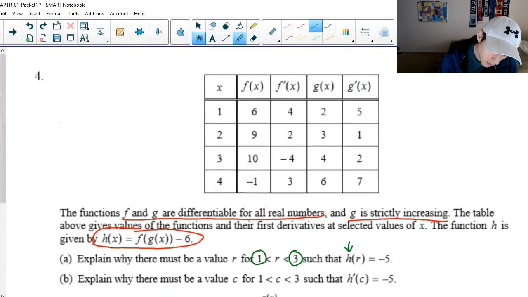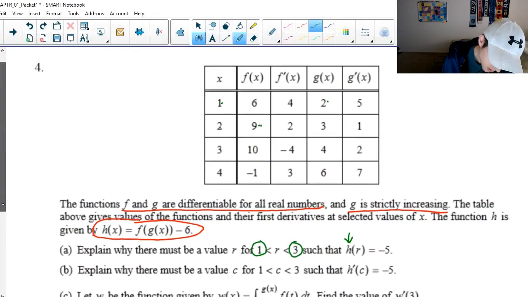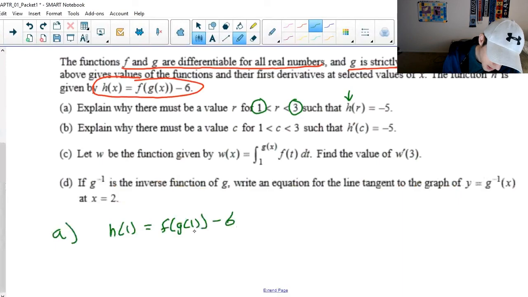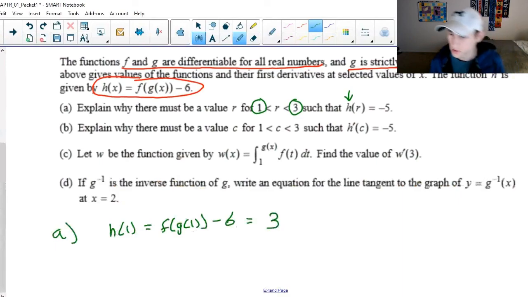So let's look. G of 1 is 2. F of 2 is 9. And then 9 minus 6 is 3. All right, so we did this last year at a point. If we're just trying to find values, we just follow it around the table. G of 1, use that number, then plug into f. So find f of that number, and then it tells us to subtract 6. So we subtract 6, we get 3.